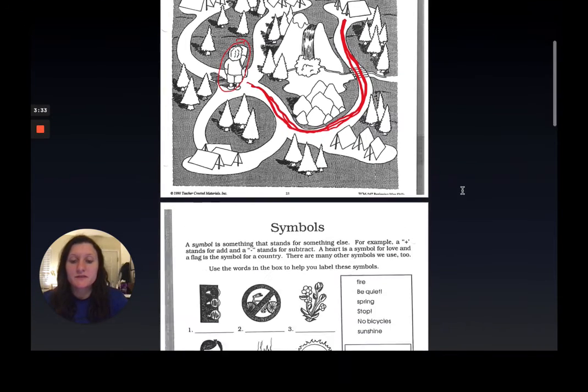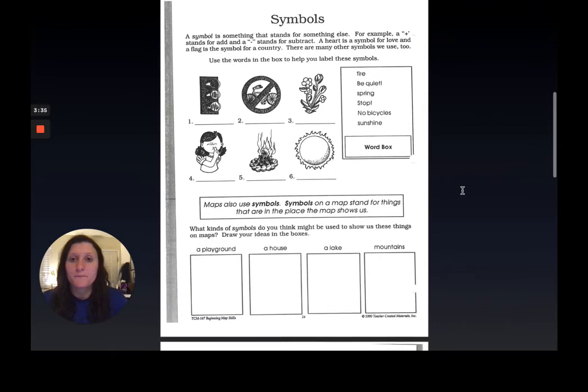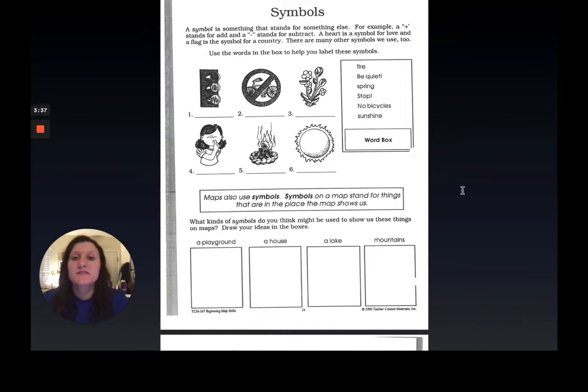All right, so let's get into symbols now. So symbols. A symbol is something that stands for something else. For example, a plus sign stands for add, and a line stands for subtract. A heart is a symbol for love, and a flag is the symbol for a country. There are many other symbols we use too. So it says use the words in the box to help you label these symbols.